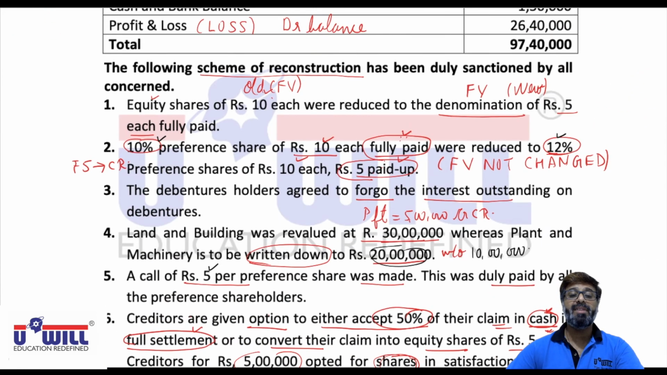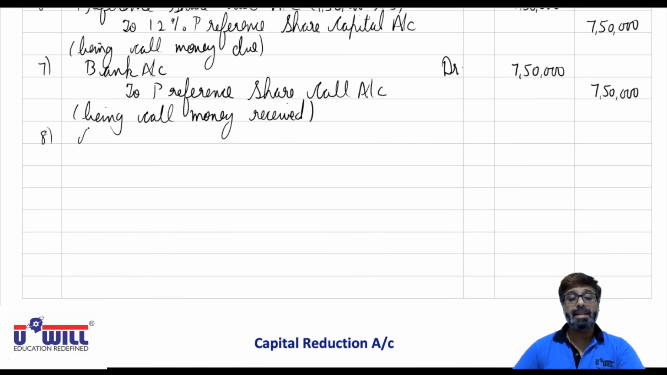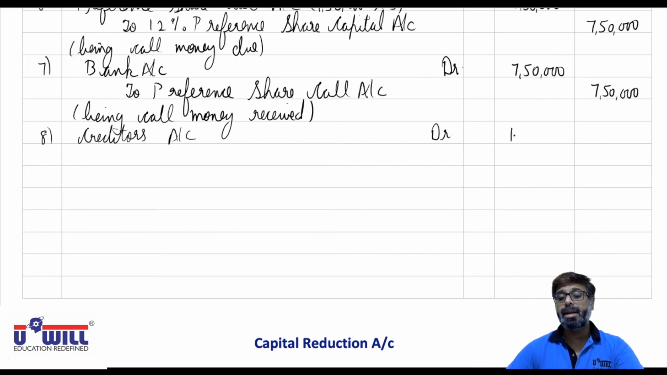So what entry will we pass for this? First of all, creditors are the receiver, debit the receiver, creditors account debit, or you can say creditors have credit balance, to close them with reverse and debit them with full amount 15 lakhs.